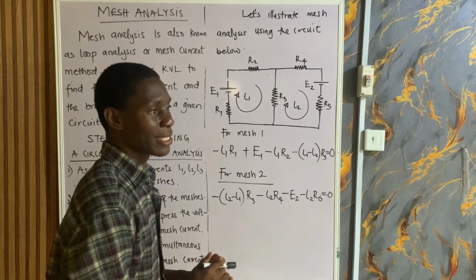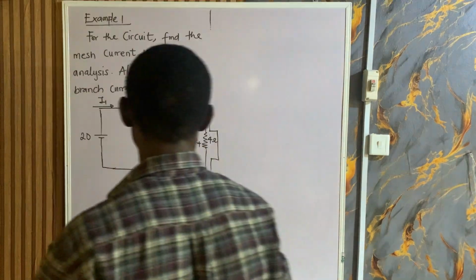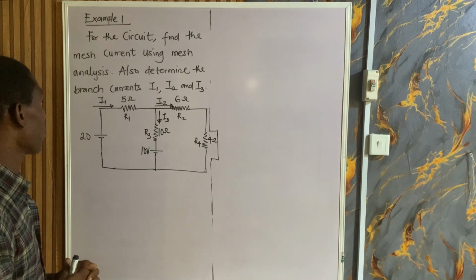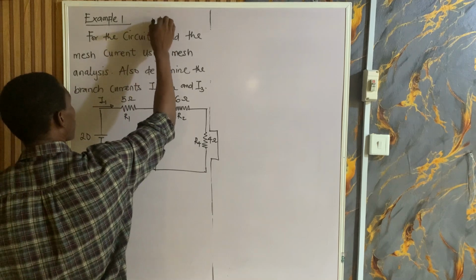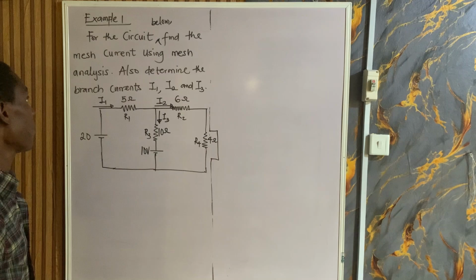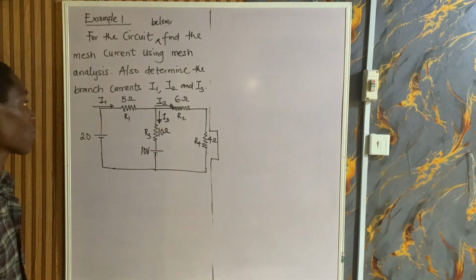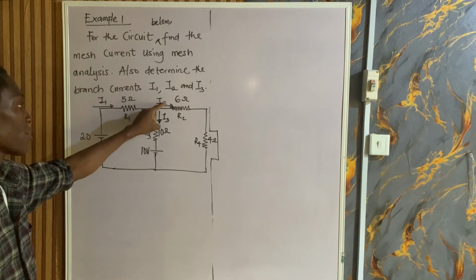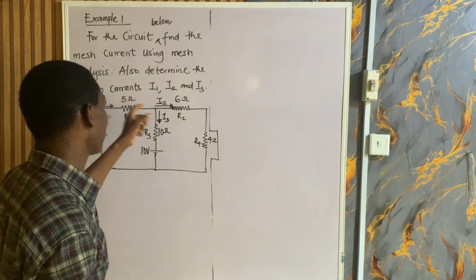We'll now apply this to a practical question. So we'll take our example 1. For the circuits below, find the mesh currents using mesh analysis. Also determine the branch currents I1, I2, and I3. So these are the branch currents I1, I2, and I3. But I don't solve mesh analysis using these branch currents.